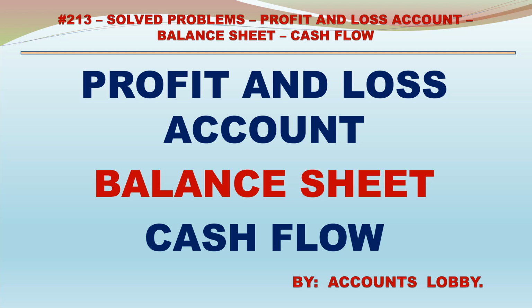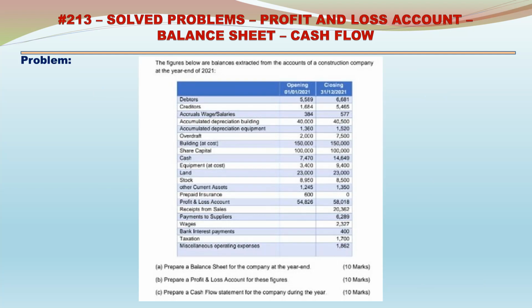Solve problems. Profit and loss account, balance sheet and cash flow. Problem. The figures below are balances extracted from the accounts of a construction company at the year end of 2021.